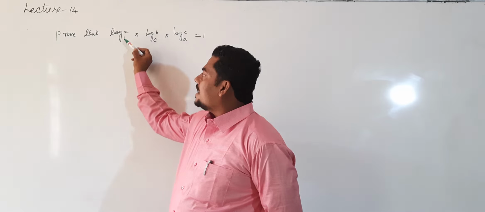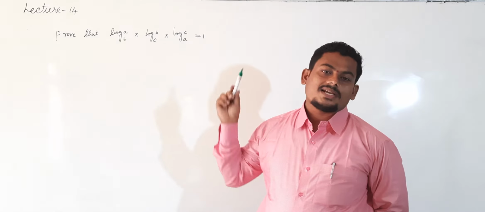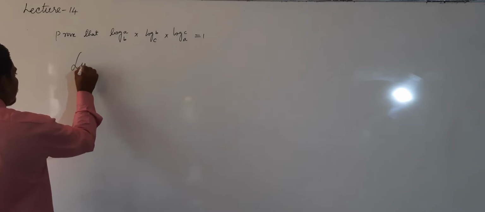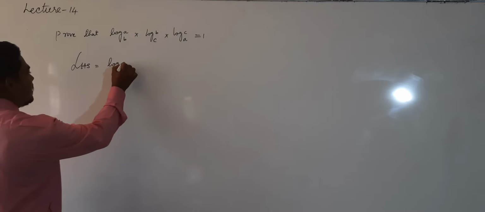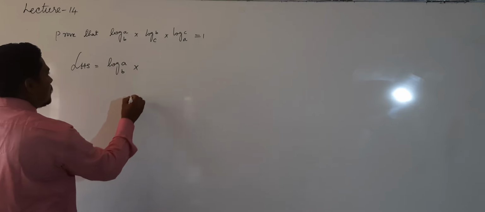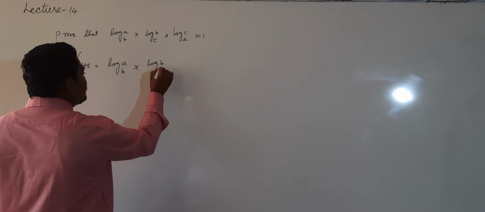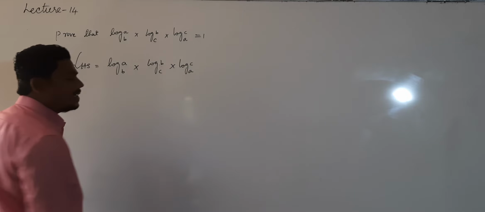Prove that log a to the base b into log b to the base c into log c to the base a equal to 1. Just consider LHS. Our LHS is log a to the base b into log b to the base c into log c to the base a.